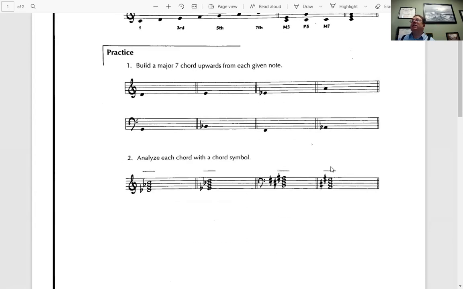Now, analyze each chord with a chord symbol. That's pretty straightforward. I told you how to do that in the middle of this video. So the next video will be a demonstration on how to write these things.